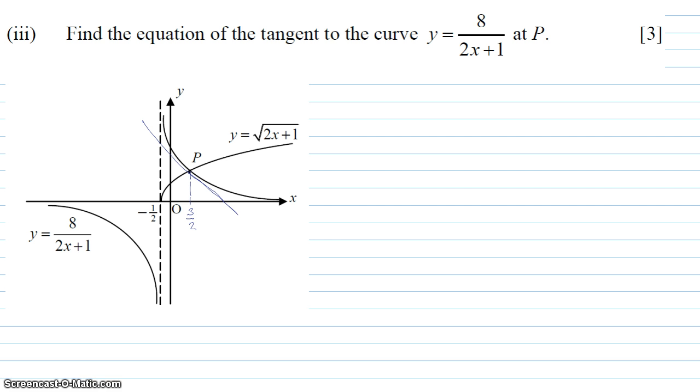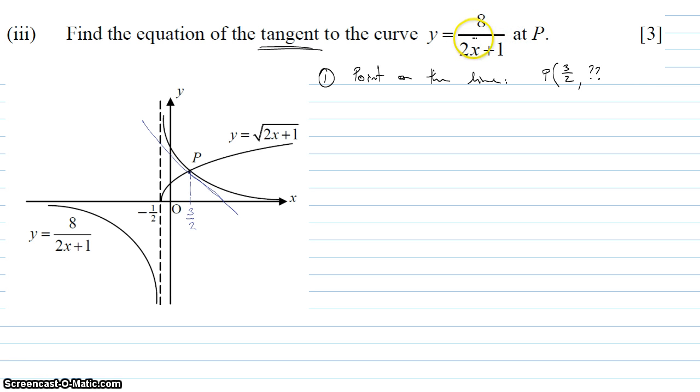So recall the two things that I need to find the equation for a straight line. The tangent, of course, is a straight line. So the first thing I need is a point on that line. Well, my point on the line is going to be P, and I know the x coordinate, but I don't actually know the y coordinate. But it's not too hard to do. I just substitute it into this.